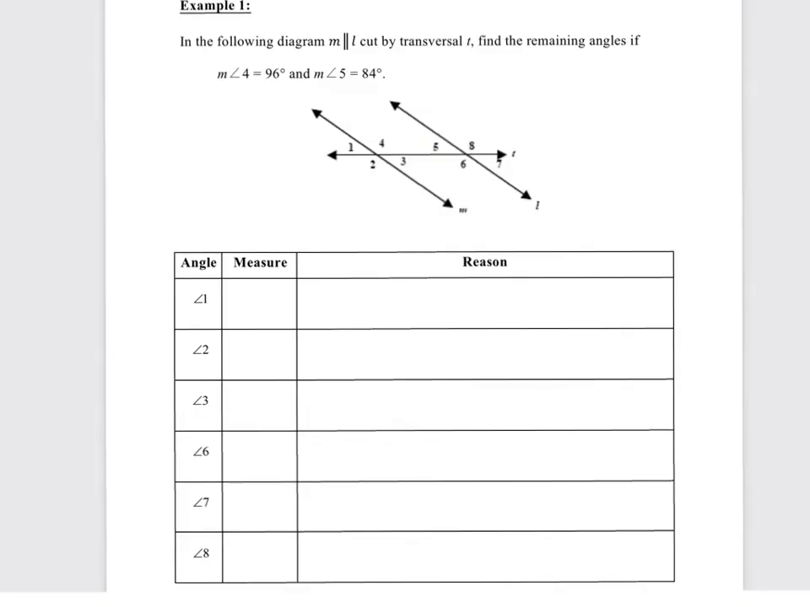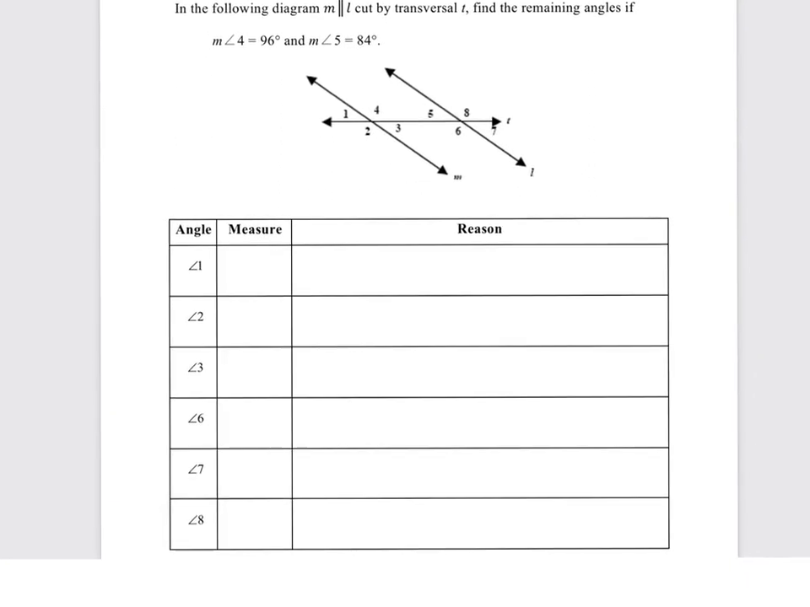So let's look at example 1. It says, in the following diagram, M is parallel to L cut by transversal T. Find the remaining angles if the measure of angle 4 equals 96 degrees and the measure of angle 5 equals 84 degrees. All right, so let's first plug in our measurements. And I'm going to scroll this down so we can see the entire problem. So we know the measure of angle 4 is 96 degrees. So we're going to write 96 on angle 4. And we know the measure of angle 5 is equal to 84 degrees. And we want to find the remaining angles.